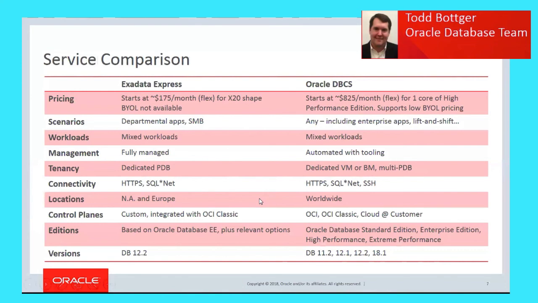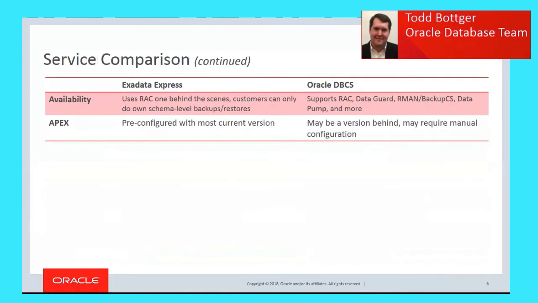All right. So now let's go to this. We talked a little bit about Apex. With Exadata Express, it is pre-configured and we keep it very current. With DBCS, it may be a little behind and may require some manual configuration. But Apex itself is not too difficult to configure, so I think that's not a huge burden.